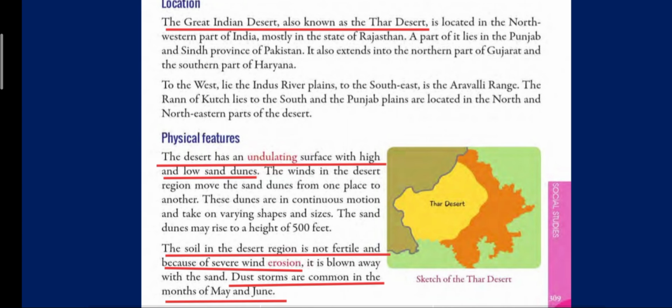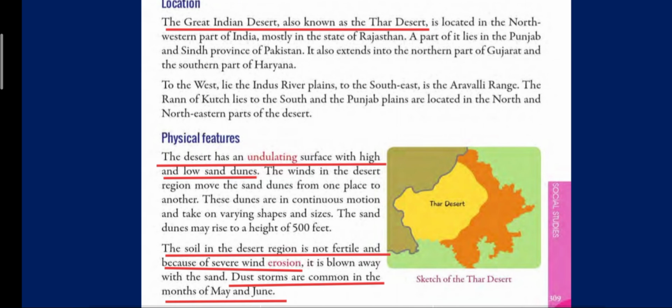So, what is soil erosion? See, children, with the action of wind or with the action of water, what happens when the wind is blowing or when the water is flowing? They will carry the topsoil which is fertile, and they will waste it.